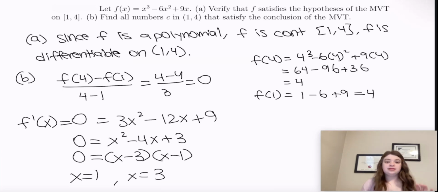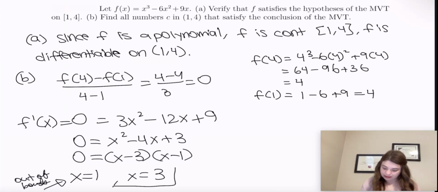However, keep in mind that in this case, they need to lie in the open interval, not the closed one, right? They want us to find all numbers from 1 to 4, but not including 1 and 4 that satisfy this. And so we would say this is out of bounds, right? This is out of bounds. It's out of our interval.